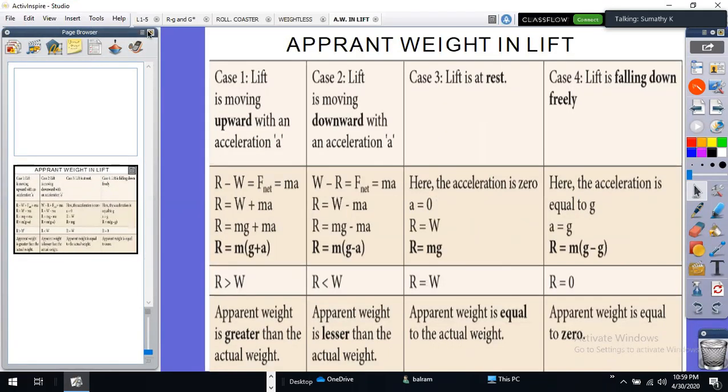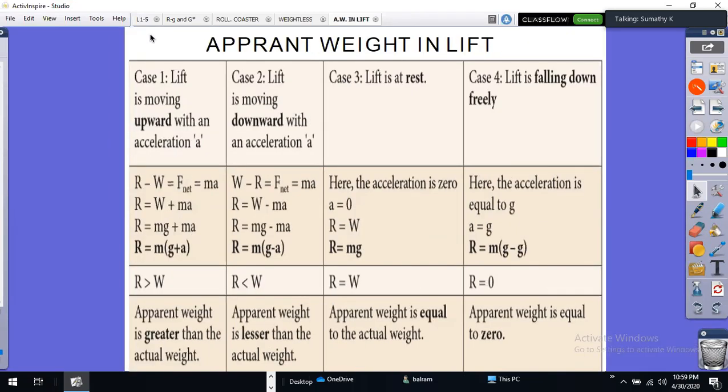Yes, apparent weight in a lift. In the first case, the lift is moving upwards with an acceleration a. So R minus W, weight, is equal to F net, the net force, which is equal to ma. m is the mass of the body, a is the acceleration. R is equal to W plus ma. So R is equal to mg plus ma, that is R is equal to m(g plus a). So R is greater than W.